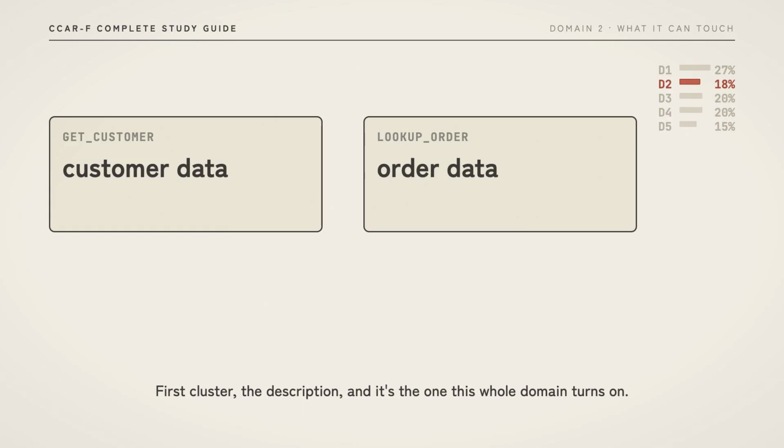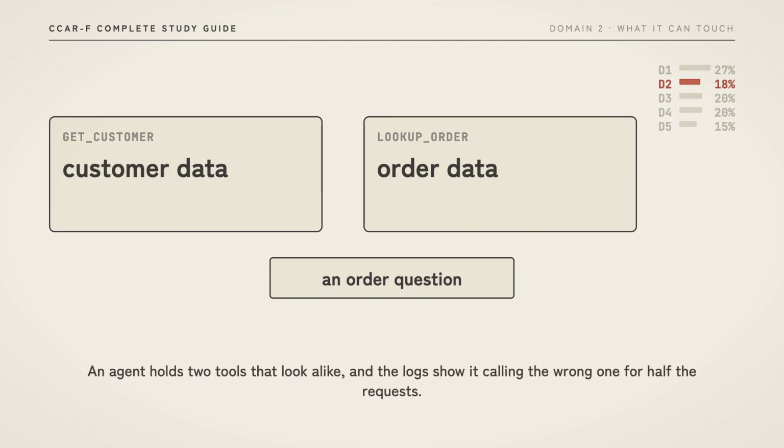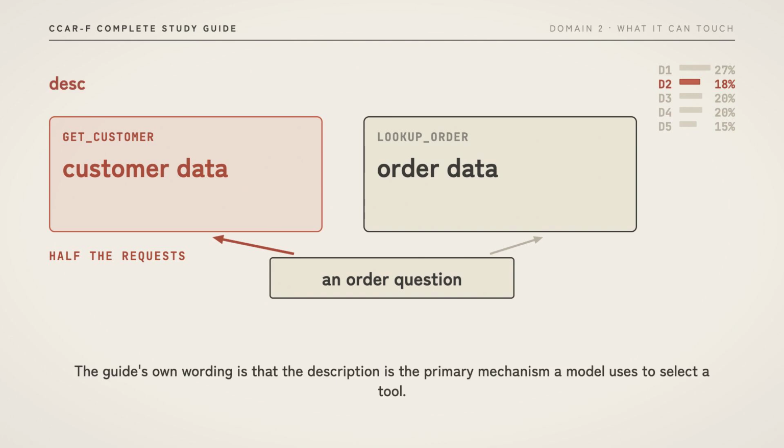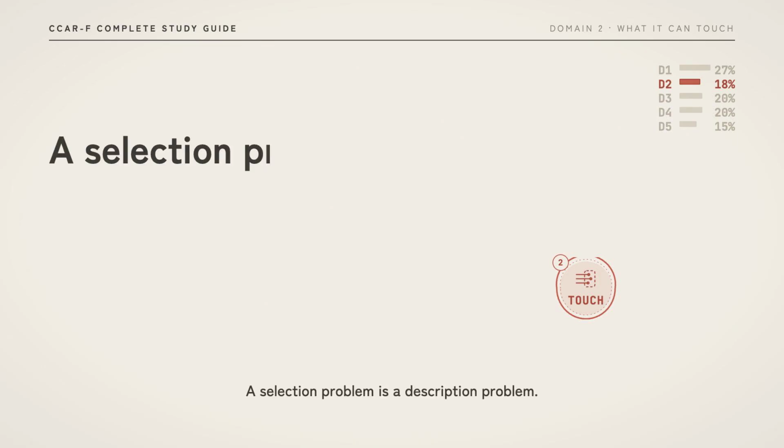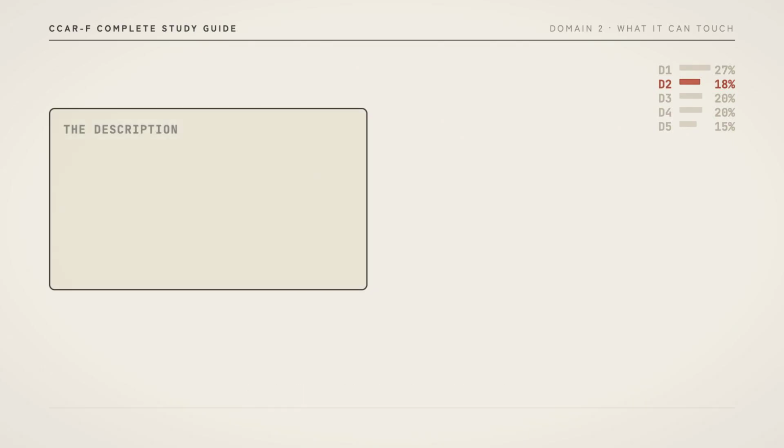First cluster, the description, and it's the one this whole domain turns on. An agent holds 2 tools that look alike, and the logs show it calling the wrong one for half the requests. The guide's own wording is that the description is the primary mechanism a model uses to select a tool. So here's the line for this stop. A selection problem is a description problem.